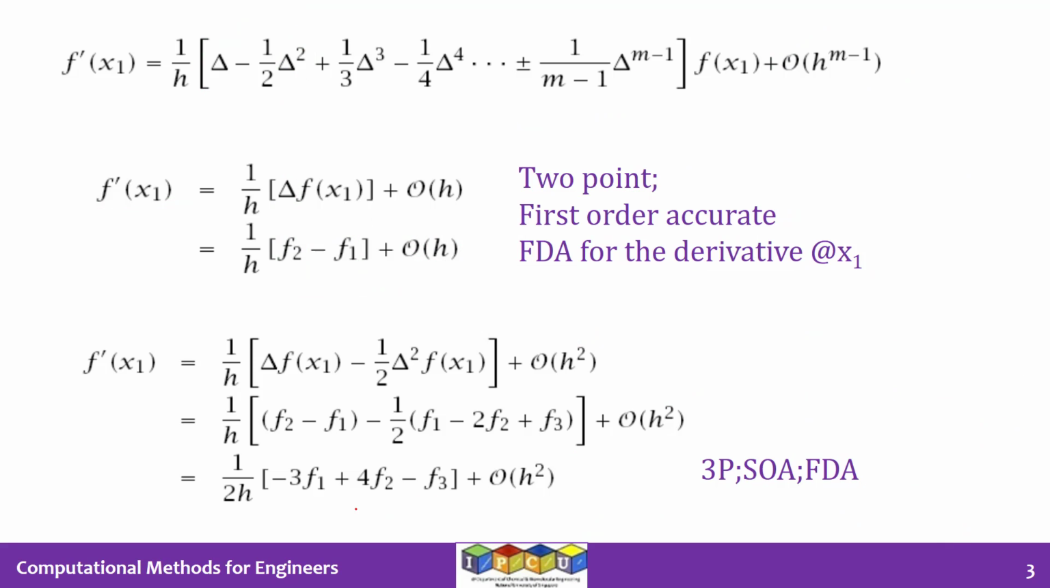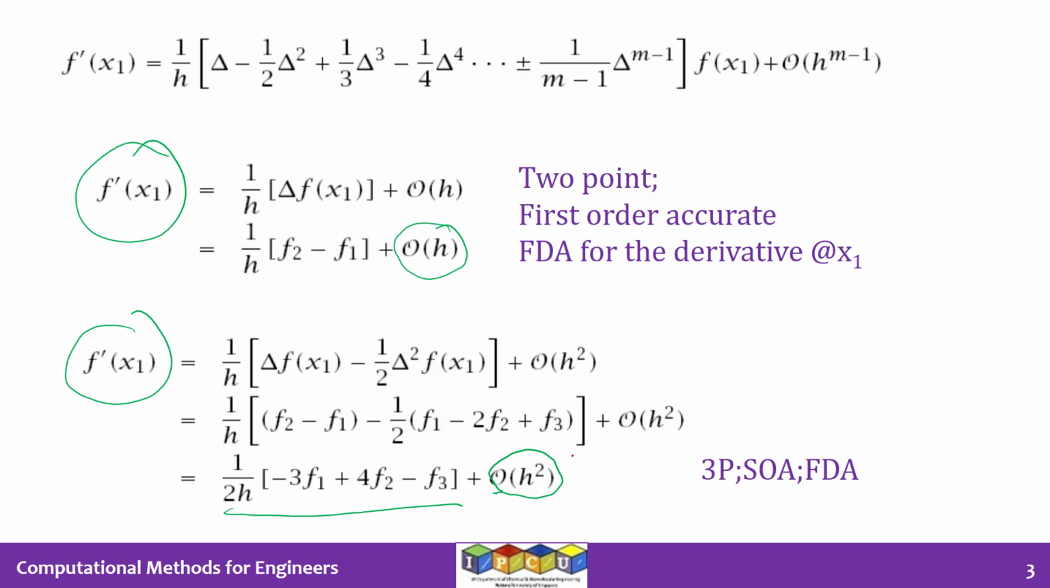So what we have here is this expression for f dash of x1. It serves the same purpose as this. But please note here the error in estimating f dash of x1 is of the order of h squared, which is smaller than the error here. This is a smaller error. So that is why this will be preferred.